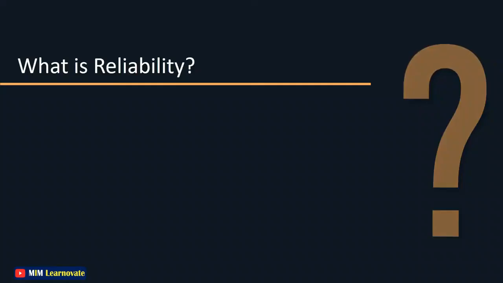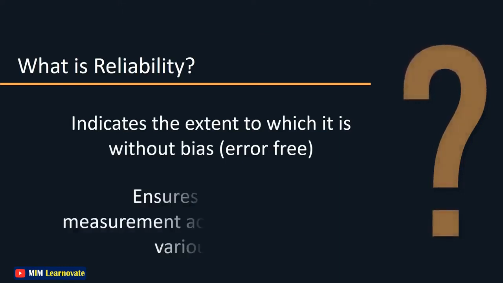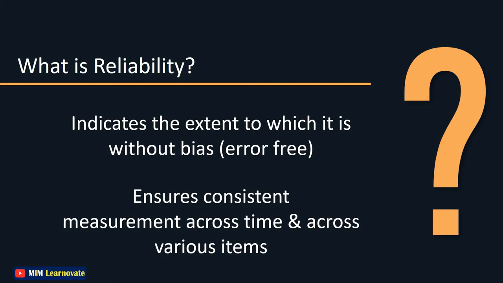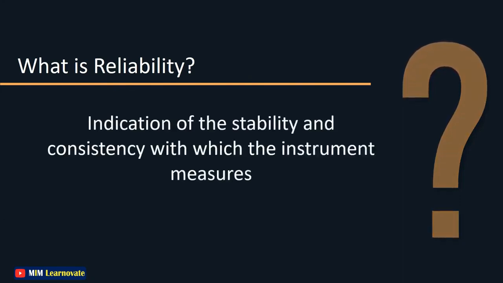What is reliability? The reliability of a measure indicates the extent to which it is without bias, error-free, and hence ensures consistent measurement across time and across the various items in the instrument. In other words, the reliability of a measure is an indication of the stability and consistency with which the instrument measures the concept and helps to assess the goodness of a measure.